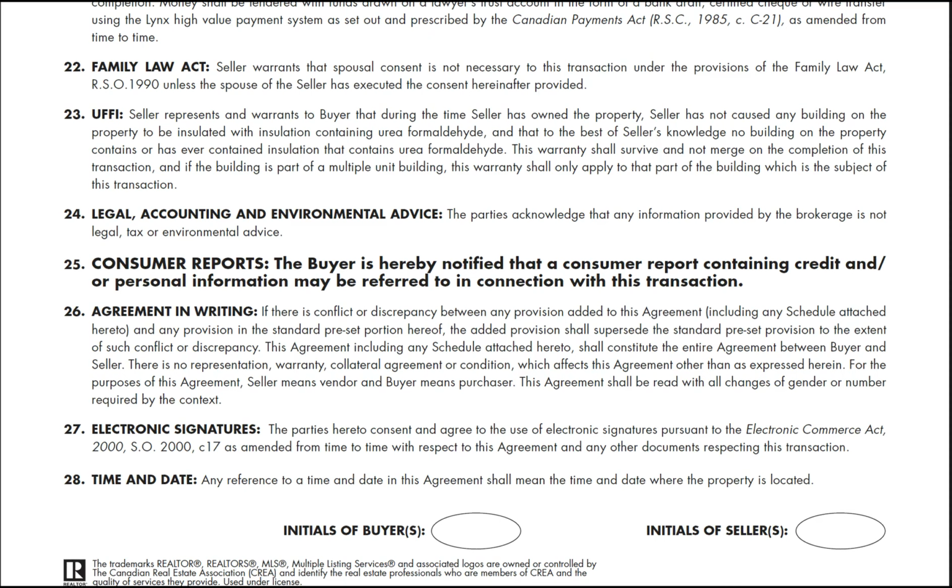A consumer report or a credit check may be used by lenders or even the seller, in some cases, if it's a VTB, a vendor take back, or something like that. So again, the most common uses are mortgage approval or seller financing, a vendor take back.